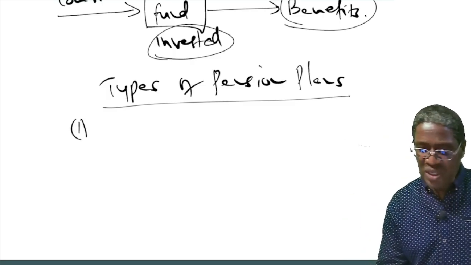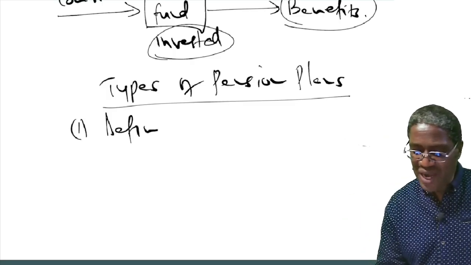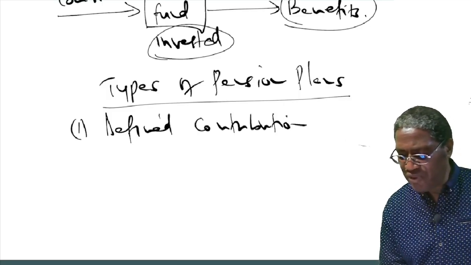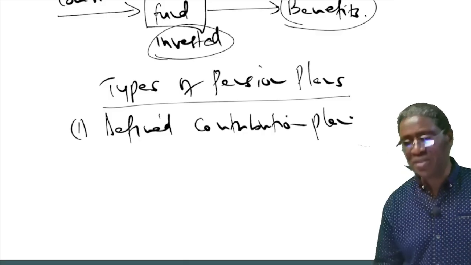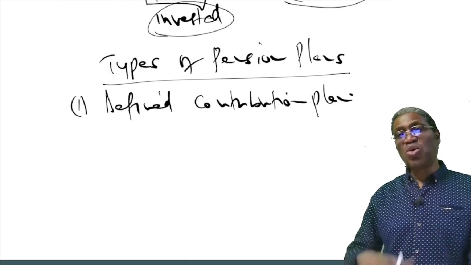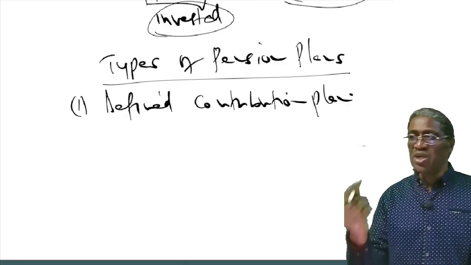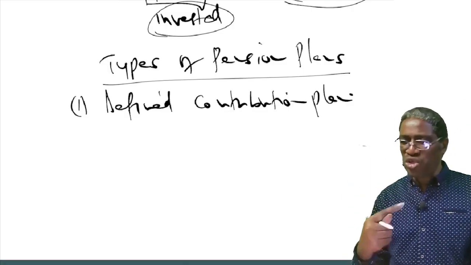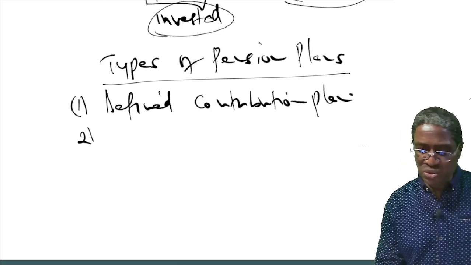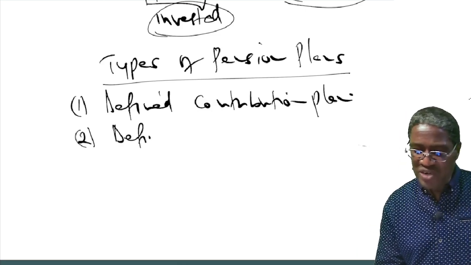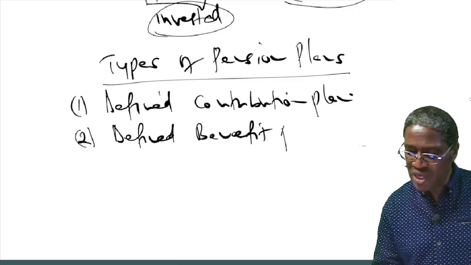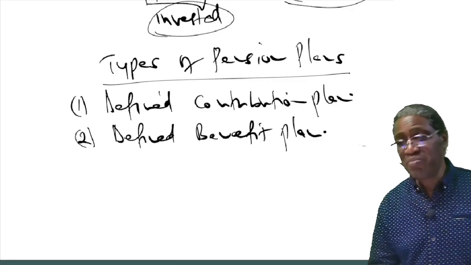One of them is what we call a defined contribution plan. So as an employer, you can go into a pension scheme using this approach, which we are calling a defined contribution plan. Number two, you can use what we call a defined benefit plan. You can go into a pension scheme using a defined benefit plan.